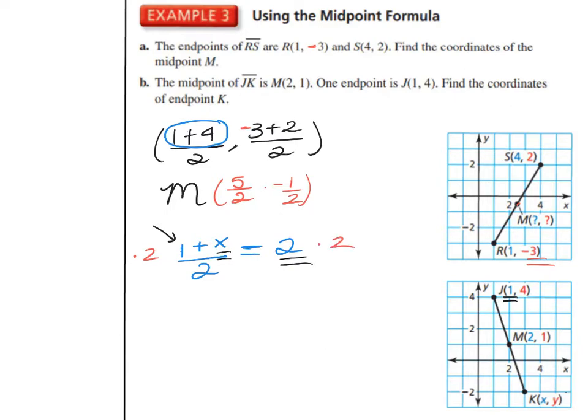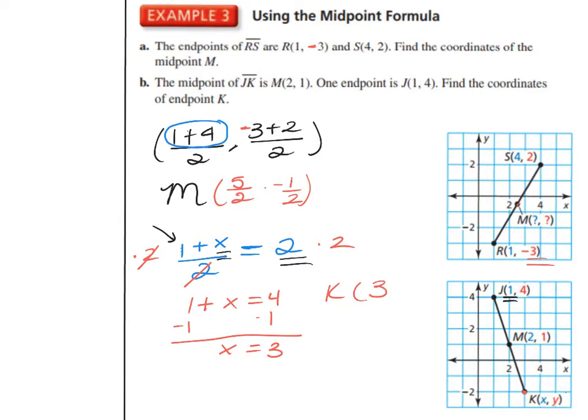Multiply both sides by 2, of course, to cancel out the 2's. 1 plus x equals 4. Subtract 1 on both sides. x equals 3. Well, that makes sense, because if I look at point K down here, that's right on 3. So point K has an x-coordinate of 3.